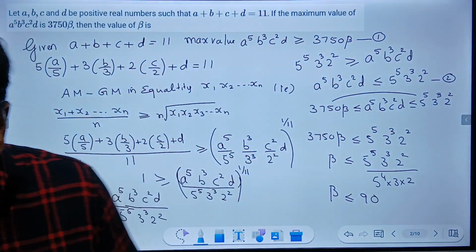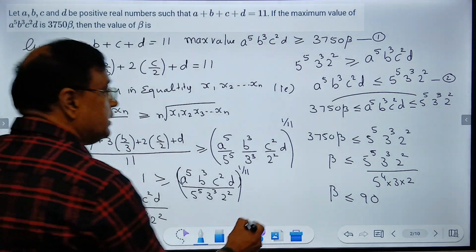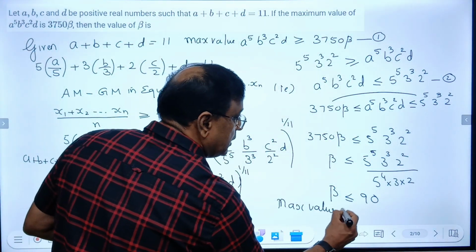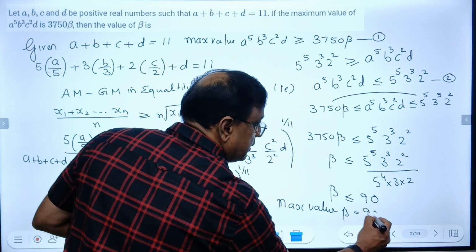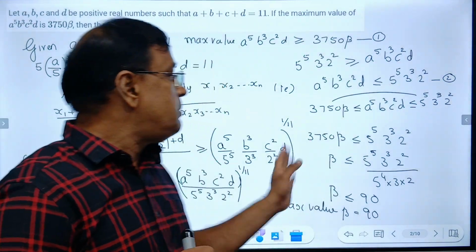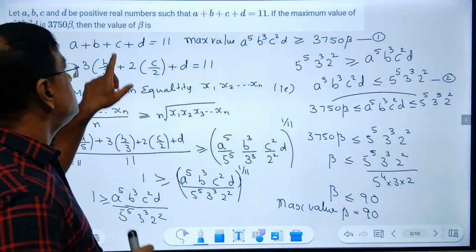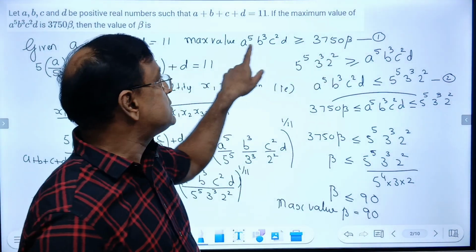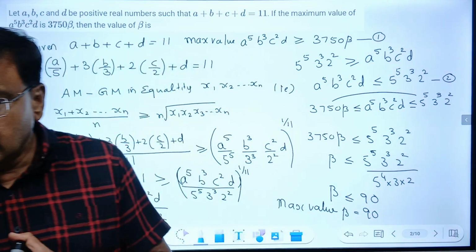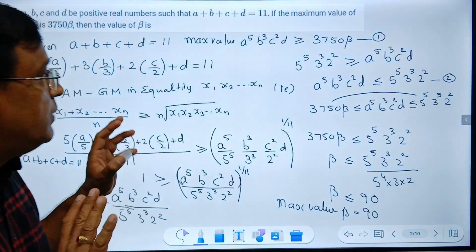Correct? Now since we are looking for the maximum value of beta, what will be the maximum value of beta? It will be 90. So 90 cannot exceed beta, correct? So the maximum value of beta is 90. Just like how I got this, the maximum value of a cube b cube is this. So same way I got this. Any question? It's very, very easy.